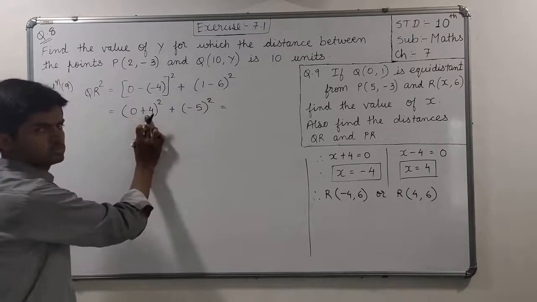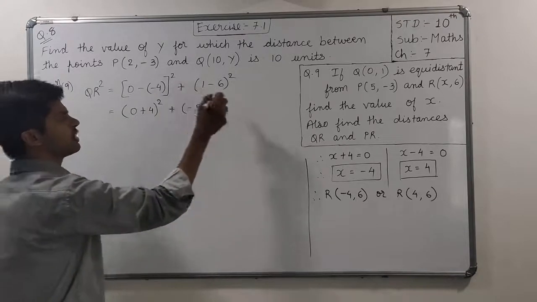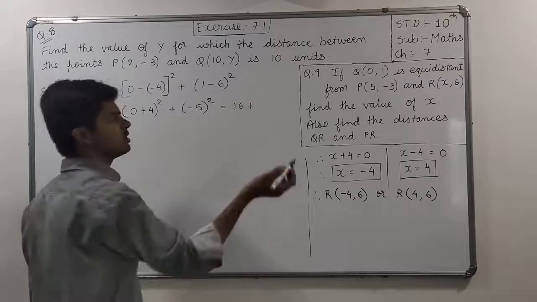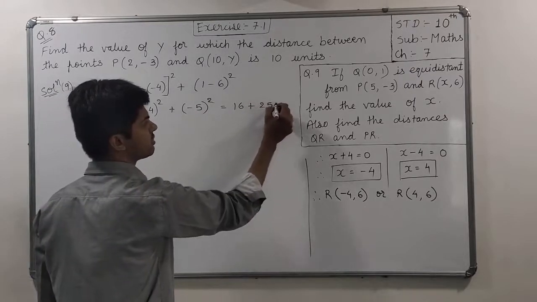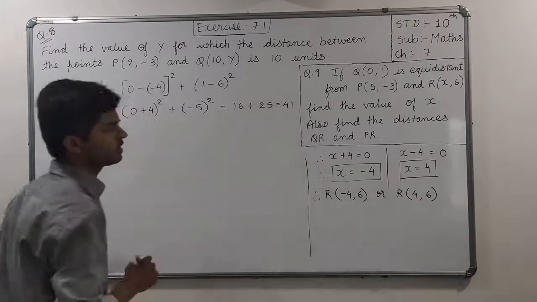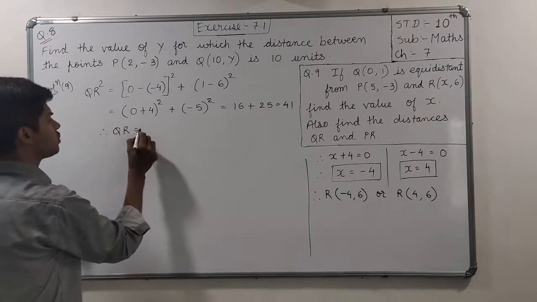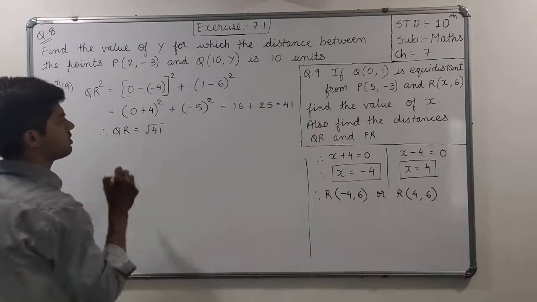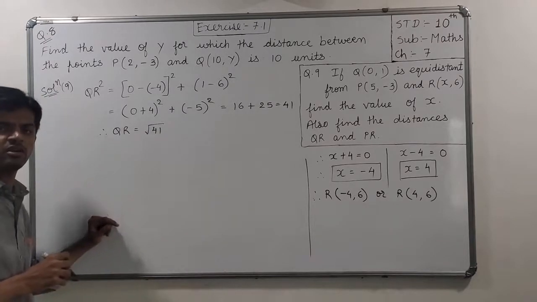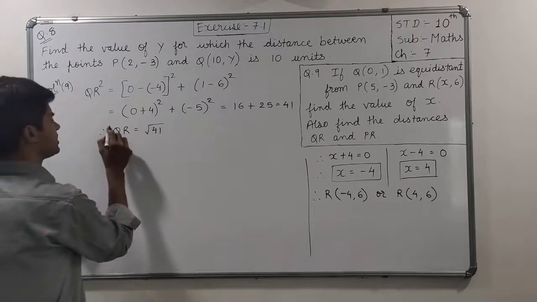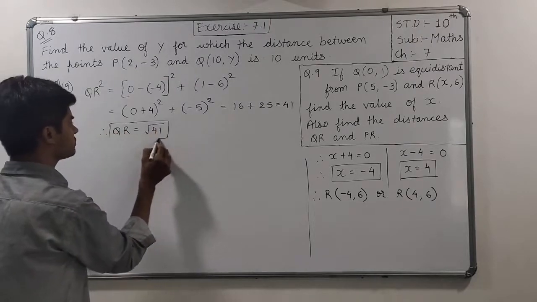0 plus 4, that is 4 only. 4 square is 16, plus minus 5 square, that will be plus 25. 16 plus 25, that is 41. That is the answer of QR square. But we need to find QR. So QR will be root 41, because 41 is a prime number and its square root is not possible. Understood? The first answer of QR has come.